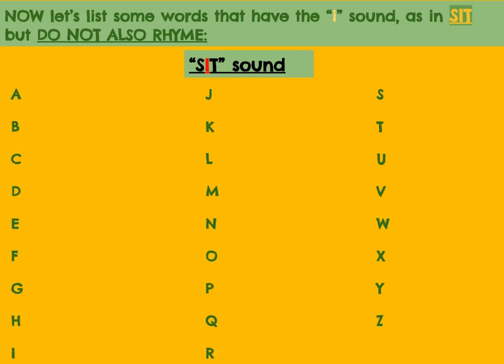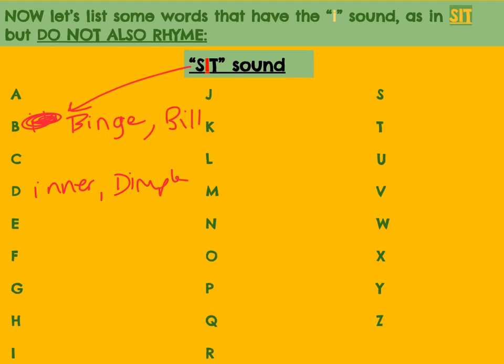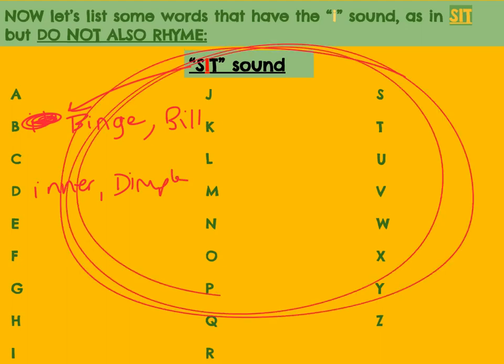So you might think about this like starting with the B. You might say bit, but bit and sit rhyme, so we can't say that. What else can we say? Bin, or binge, or bill, like a dollar bill. And then you go down to C. Can we think of anything for C? I don't know if I can. Okay, so what can we do for D? For D, we could say like dinner or dimple.